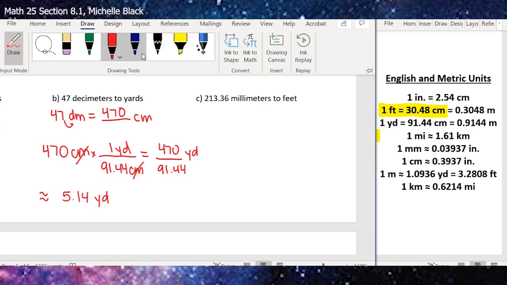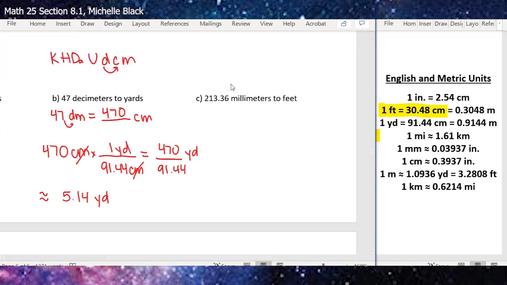So again, let's use our prefixes. And I'm going from millimeters to centimeters. So I just need to go back once. So I really just need to move this in between the 1 and the 3. So 213.36 millimeters is the same as 21.336 centimeters.